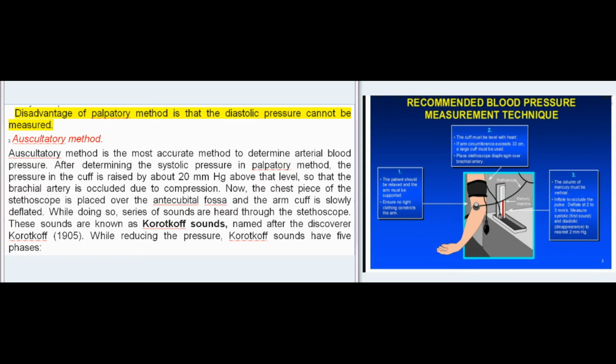Auscultatory method. Auscultatory method is the most accurate method to determine arterial blood pressure. After determining the systolic pressure in palpatory method, the pressure in the cuff is raised by about 20 mm Hg above that level, so that the brachial artery is occluded due to compression. Now, the chest piece of the stethoscope is placed over the antecubital fossa and the arm cuff is slowly deflated. While doing so, series of sounds are heard through the stethoscope.